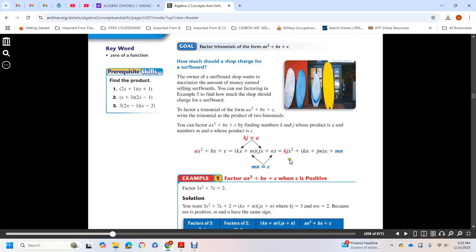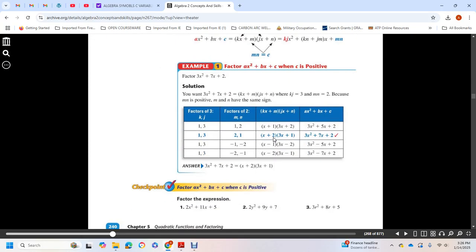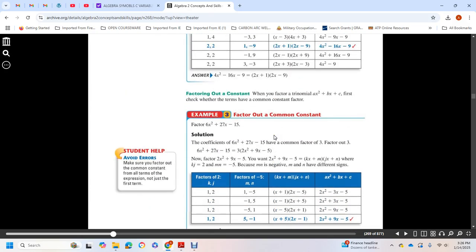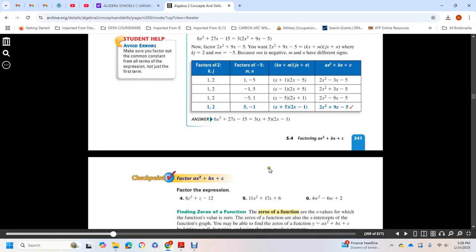So you take your constant terms and multiply them together and you would get c, and in addition, the first coefficients of the binomials, k and j, multiply to equal a. Factoring out a constant: when factoring a trinomial ax squared plus bx plus c, first check whether the terms have a common constant factor.